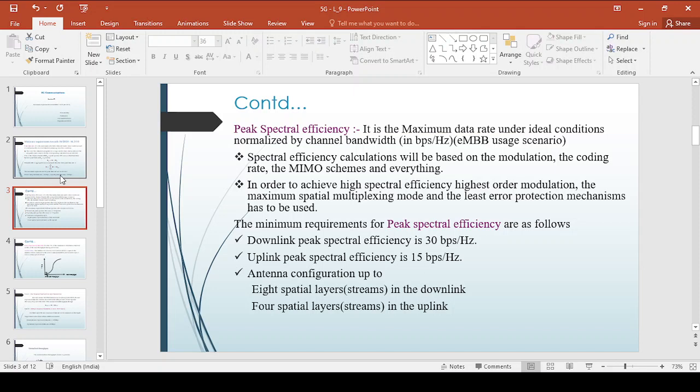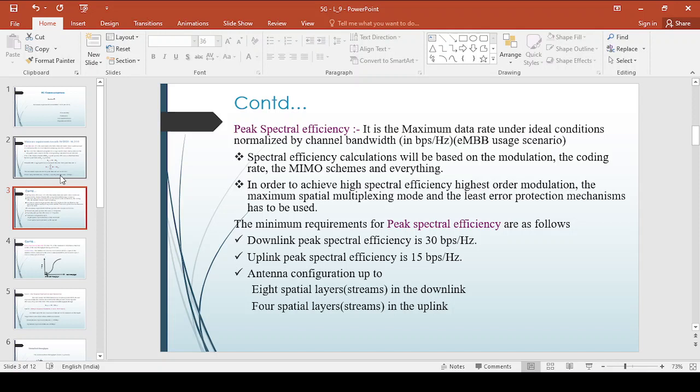Now the peak spectral efficiency calculation will be based on modulation, coding schemes, coding rate and the MIMO schemes, etc. Whatever peak spectral efficiency we want to calculate will depend on the modulation we are using, the coding rate, and the types of MIMO schemes we are using in that particular generation system. All these are responsible for the calculation of spectral efficiency.